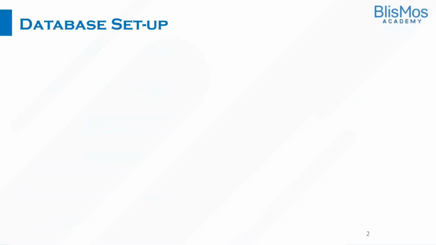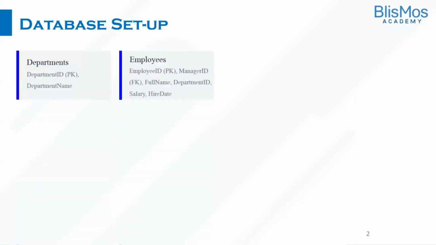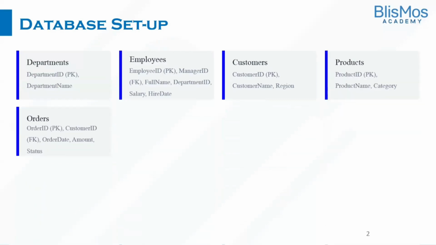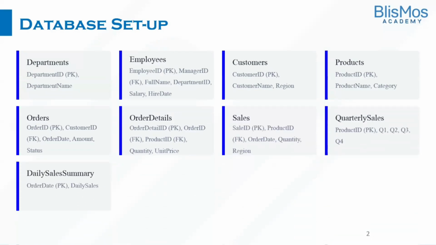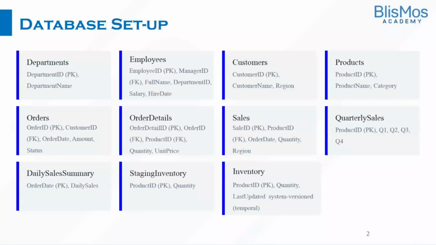In order to experience this, I have set up a database with the name Blismos. It contains departments, employees, customers, products, orders, order details, sales, quarterly sales, daily sales summary, staging inventory, and inventory tables. Using these tables, we are going to experience some of the SQL queries that are majorly used during reporting by data engineers or data analysts. So let's step in and see the first query.